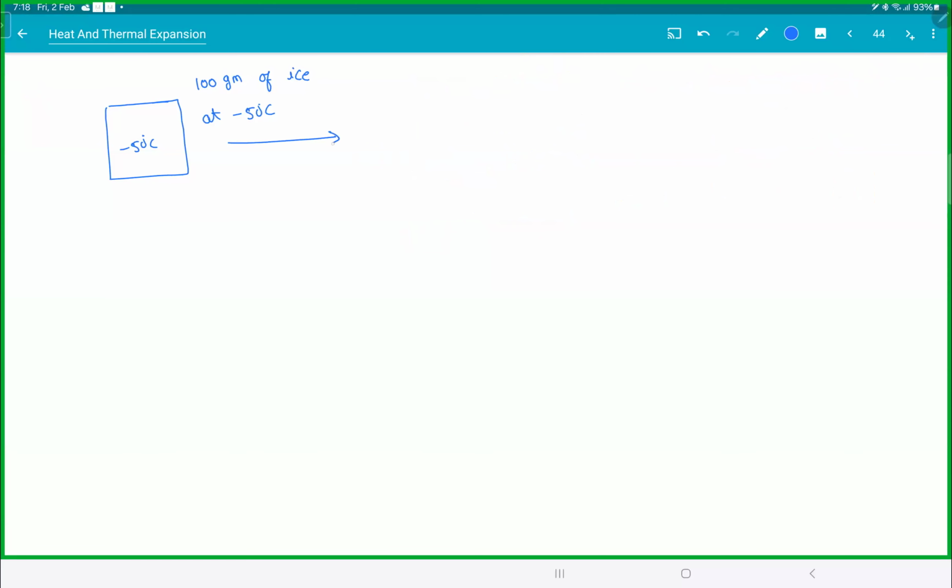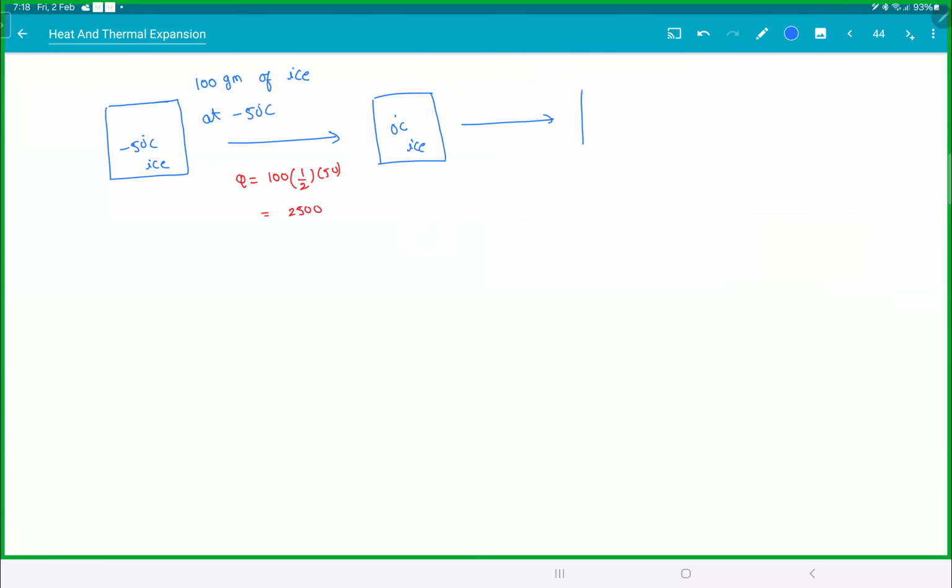So first you go from here to 0 degree ice. You're still in the ice only. You can't directly jump to something else. So since you're going from ice to ice here, this would be m s delta T. So 100, s is half and change in temperature is 50. This is 2,500.